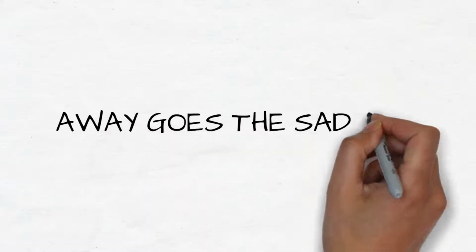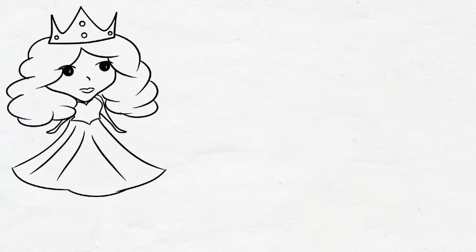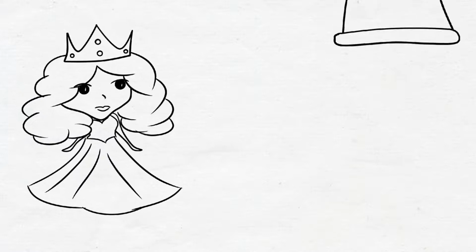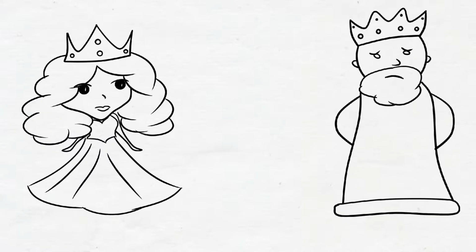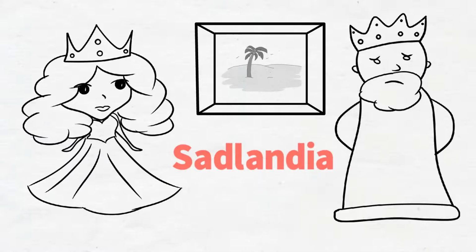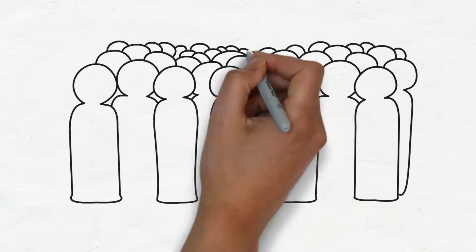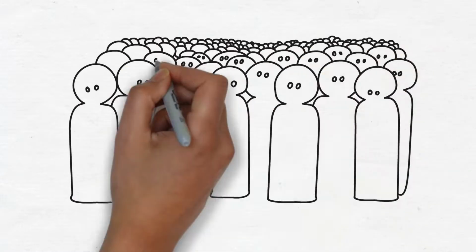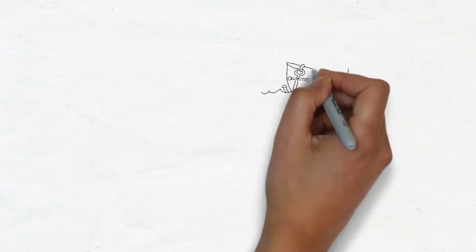Away goes the sadness. Once upon a time, there was a princess named Mia, and as every princess, she was a daughter. Her father was the king of the saddest island in the world, called Sadlandia. All the citizens of the kingdom never smiled, and nobody knew the reason.